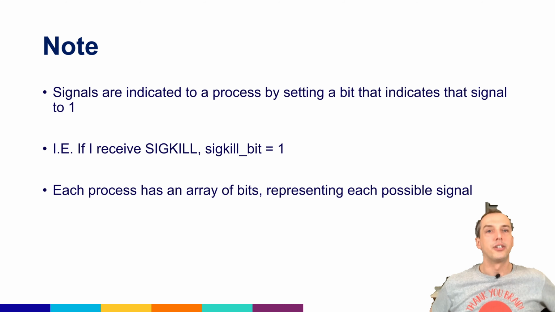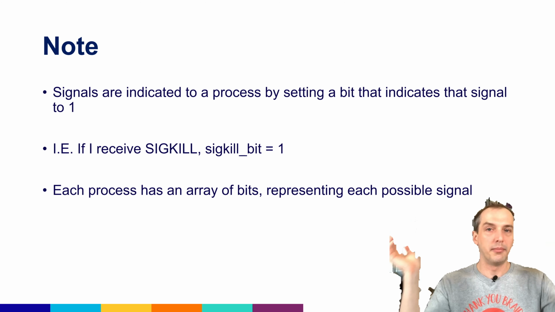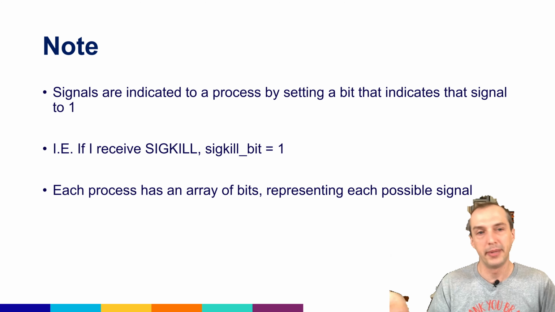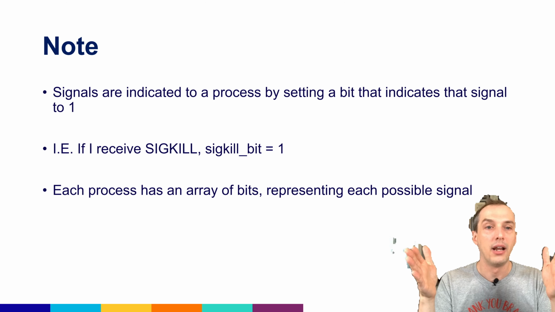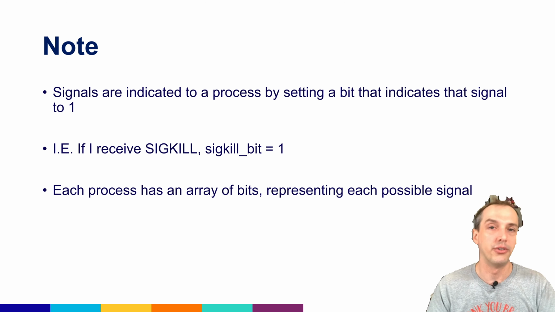Sorry. Okay, so signals indicate to a process by setting some bit that says, oh, hey, this is the signal. And if it receives SIGKILL, the SIGKILL bit is 1. And each process has an interrupt vector that indicates what to do for each of those individual signals.